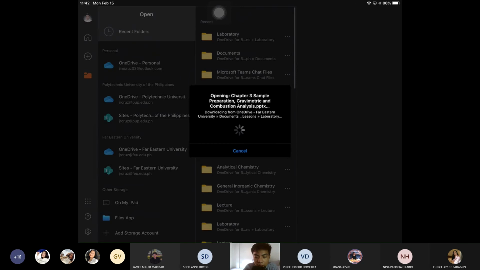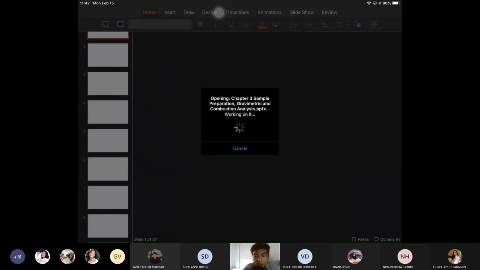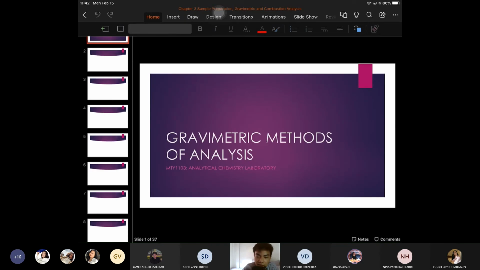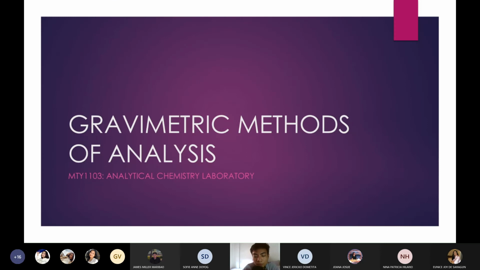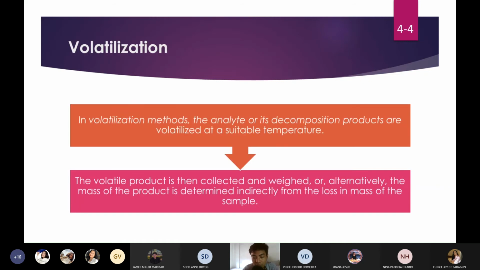Sir, kailangan ko ba kabisaduhin lahat yan? Hindi naman. Hindi mo kakabisaduhin lahat. Ang key ideas lang yung kailangan mo kabisaduhin dito. Ano yung difference ng precipitation sa volatilization? Pag precipitation, ire-react mo yung iyong ions to form precipitates. Magiging solid sila. Pag volatilization, gagawin mo doon yung iyong molecules, susunugin mo to form carbon dioxide and water. Okay, so ganun lang. Yun yung difference nila.